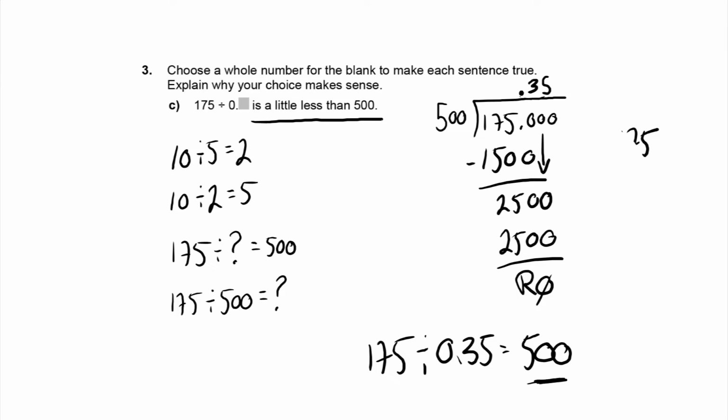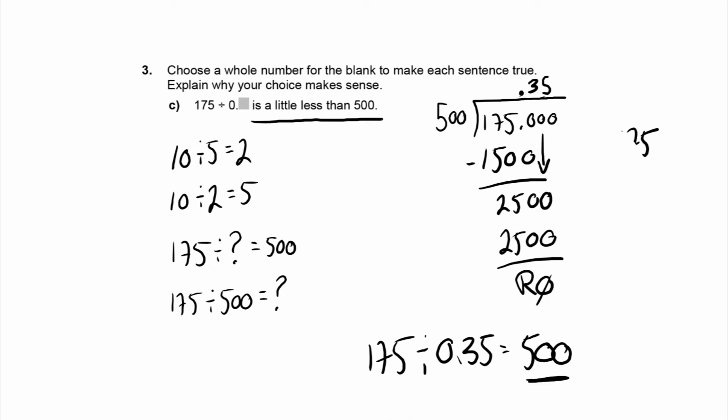So in order to get this number smaller, we need to make what we're dividing by larger. Think about this. If you have 10 cookies and you divide it by 2 people, each of you gets 5 cookies. But if you have 10 cookies and you divide it by 5 people, you only get 2 cookies. So the quotient, the result of your division calculation, gets smaller as the number that you're dividing by gets larger.